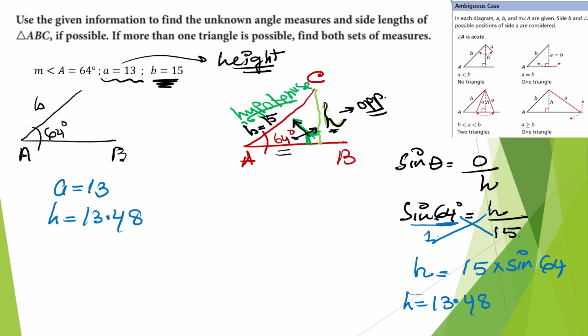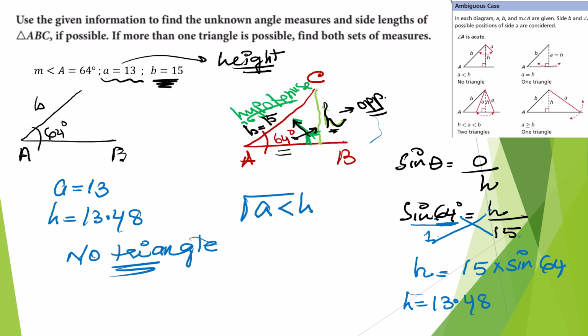And what is our b? Our b is 15. So what have we seen? That a is smaller than the height. When a is smaller than the height, we have no triangle. So in this case, I cannot create any triangle. The reason is that my height is larger than a, so I can write that a is smaller than the height.